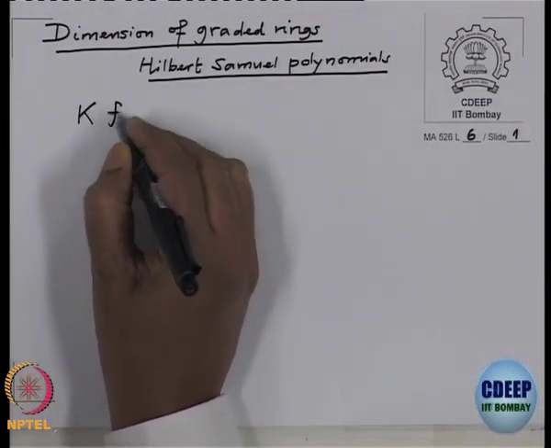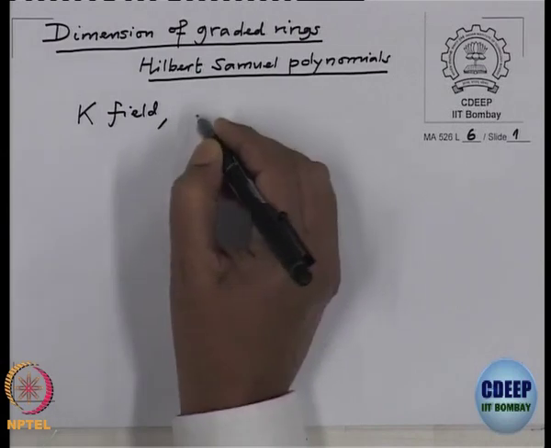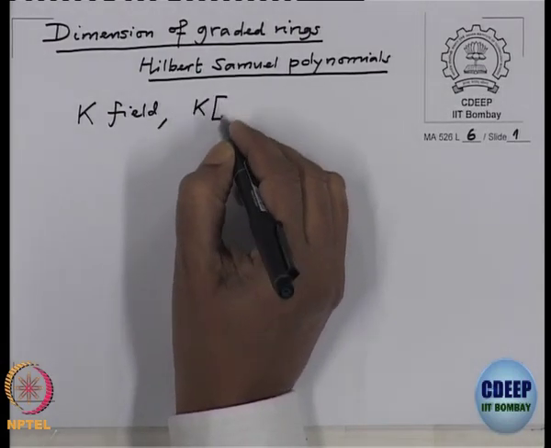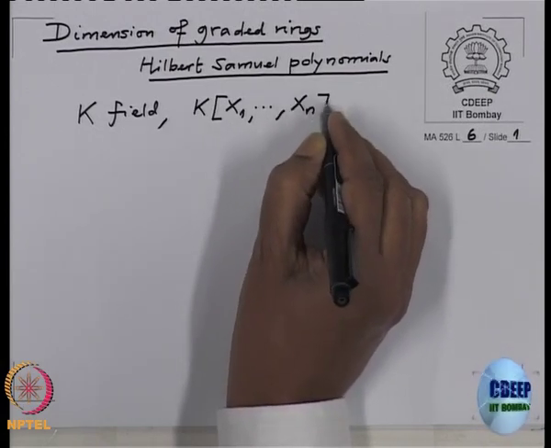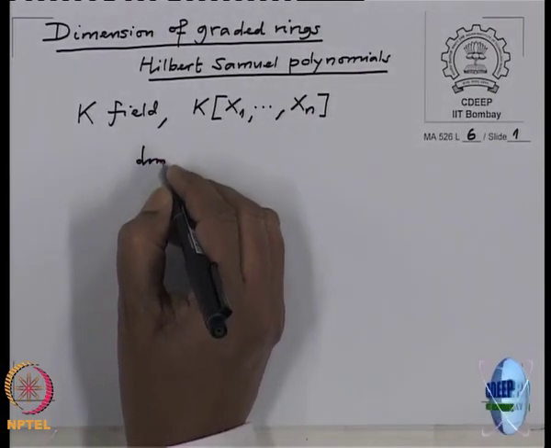Today I will develop a theory of Hilbert-Samuel polynomials and study the dimension of graded rings in general. So, just to motivate, a few sentences in the beginning: remember that when K is a field and we take the polynomial algebra over K in n variables, we have seen the dimension of this ring is n.